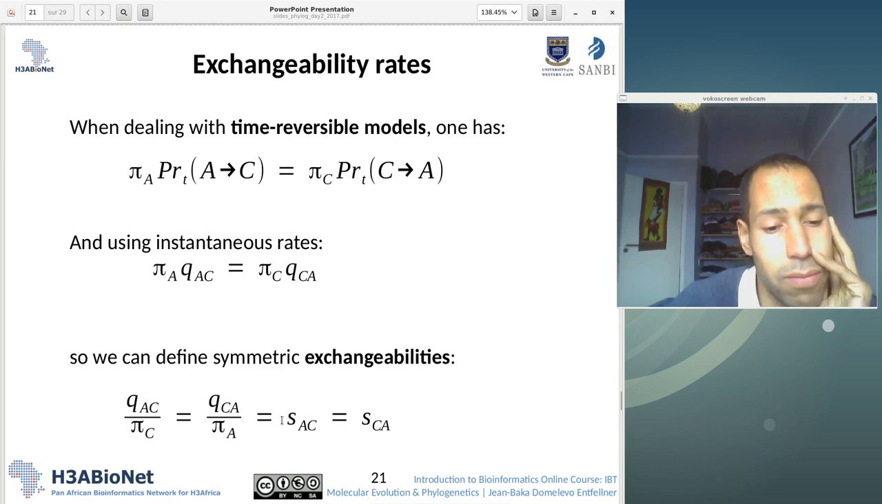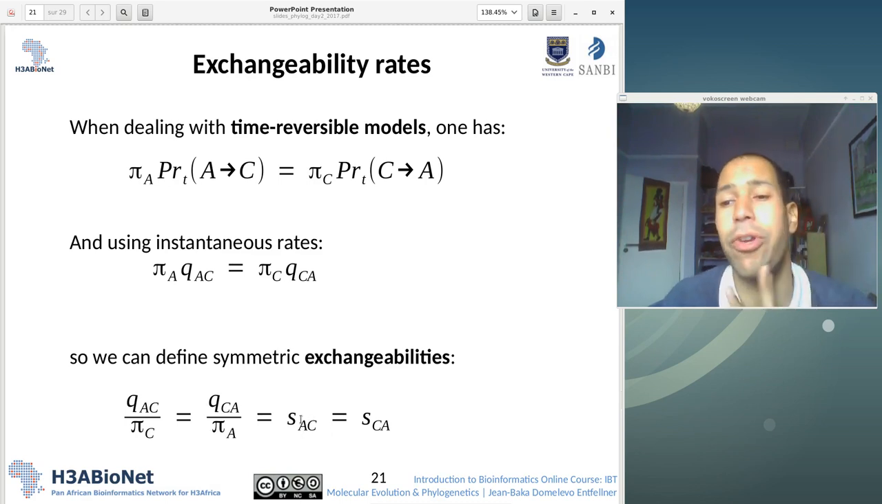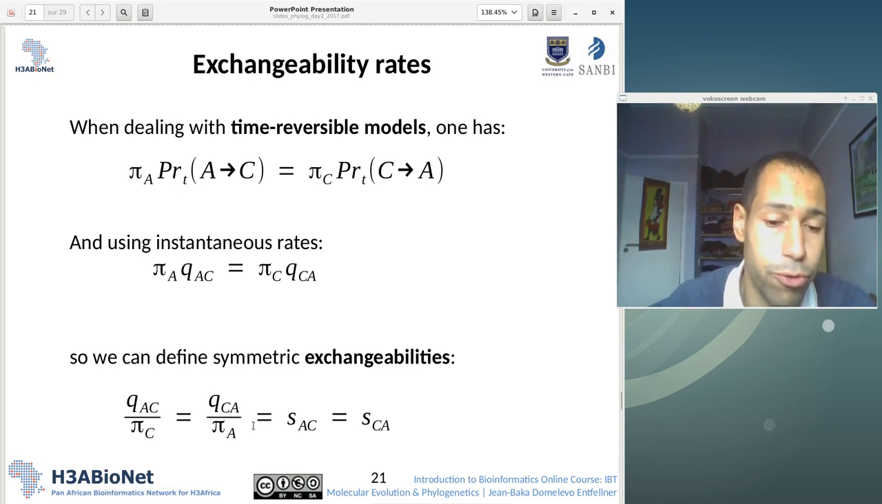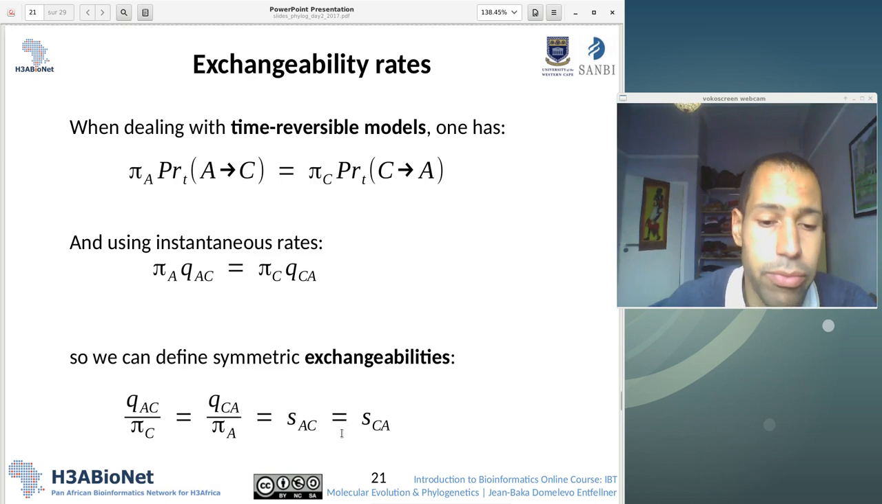So let's give a value to this, and let's call it exchangeabilities. And the exchangeabilities, of course, are symmetric. That's the purpose of using exchangeabilities. The exchangeability here can be written SAC, and this is SCA. It is the same exchangeability. It's the same value. Okay. So it reduces the amount of information you have to give in order to describe a model.